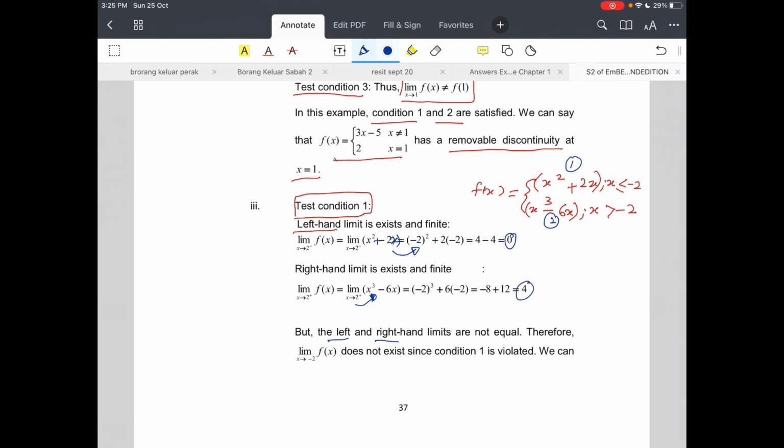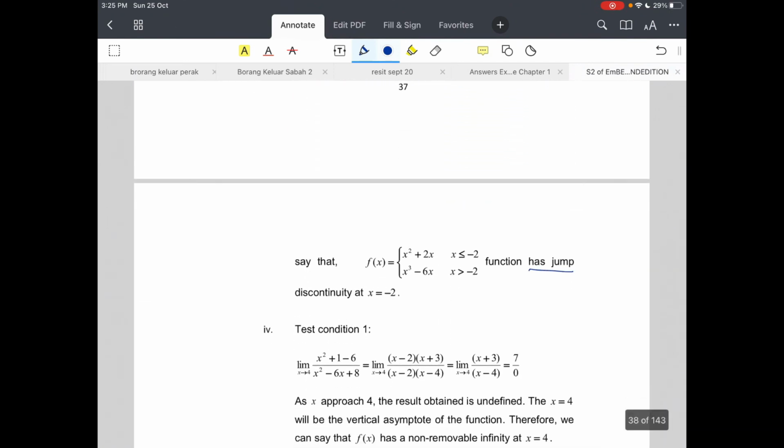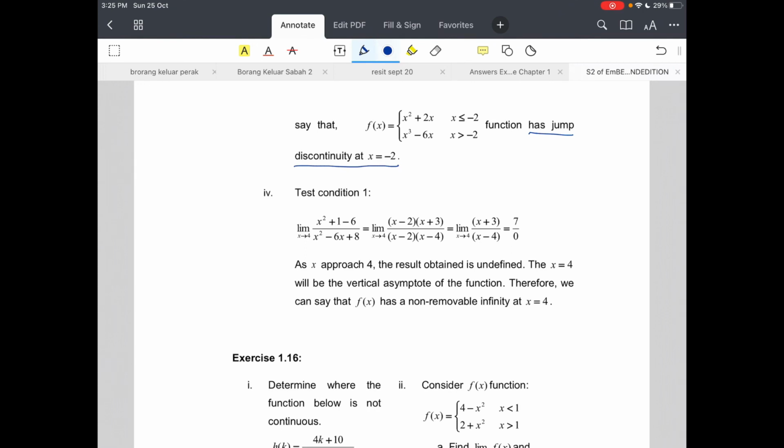So again, the left and right hand limits are not equal. So the limit does not exist since condition 1 is violated. Okay, so we can say that this function has a jump discontinuity at x equals -2. And then we go to the final example. This is for non-removable. The question is stated here, so I no need to write it down for you.